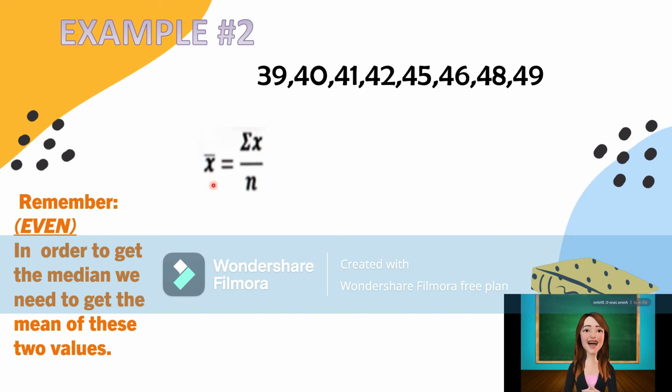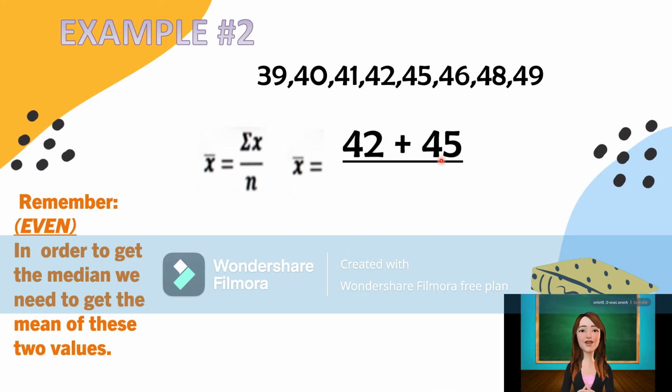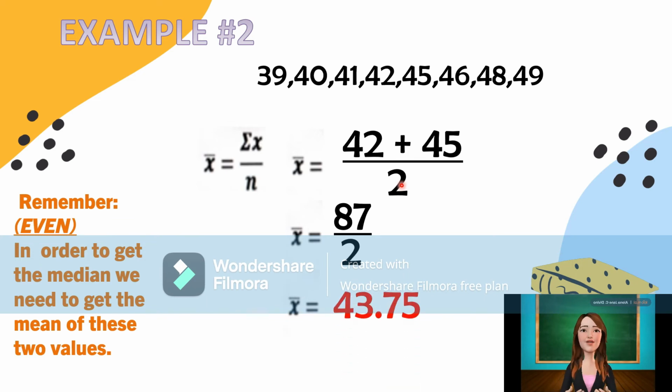So we have here the formula for mean. We have x bar is equal to summation of x over n. So we will just simply now substitute the values. So what is our summation of x? So we have 42 plus 45, since these are the two middle numbers, divided by 2. So we will add that. The answer is 87 divided by 2. So our mean is 43.75, or our median in example number 2 is 43.75. Very good.